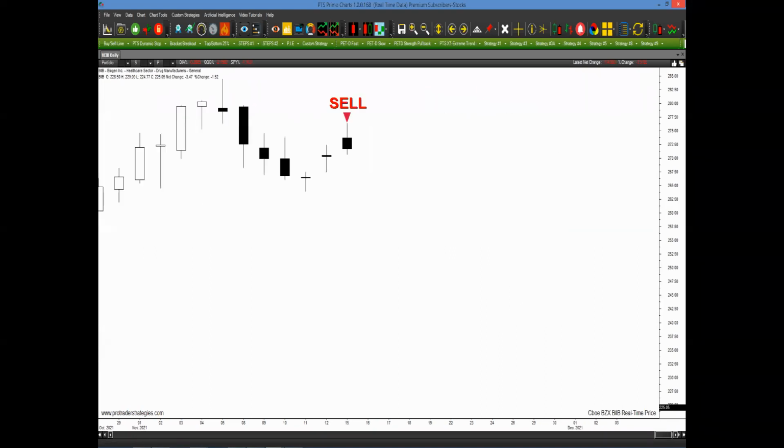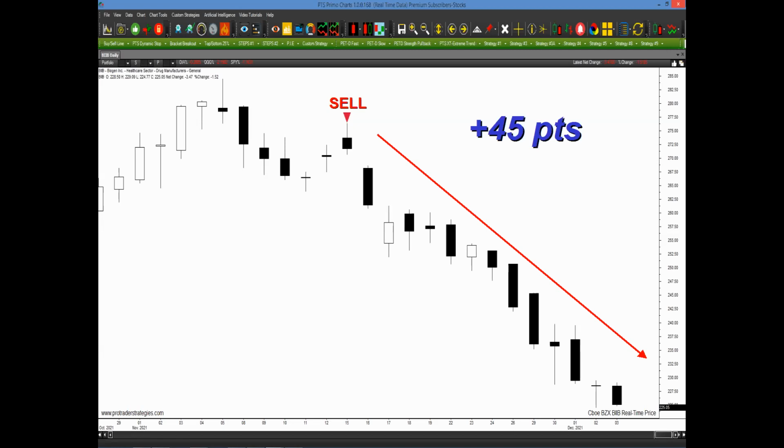Here's an example in BIIB, Biogen. Sometimes we have a minor pullback. Remember, it can be either a large, shallow, or very small pullback. Here we have a downward move and a little 2-day bounce. Someone would say, well, that's not enough. Well, actually, for strategy number 9, it's so sensitive. That was enough to know to go short, and potentially you could have captured 45 points coming into this last week.